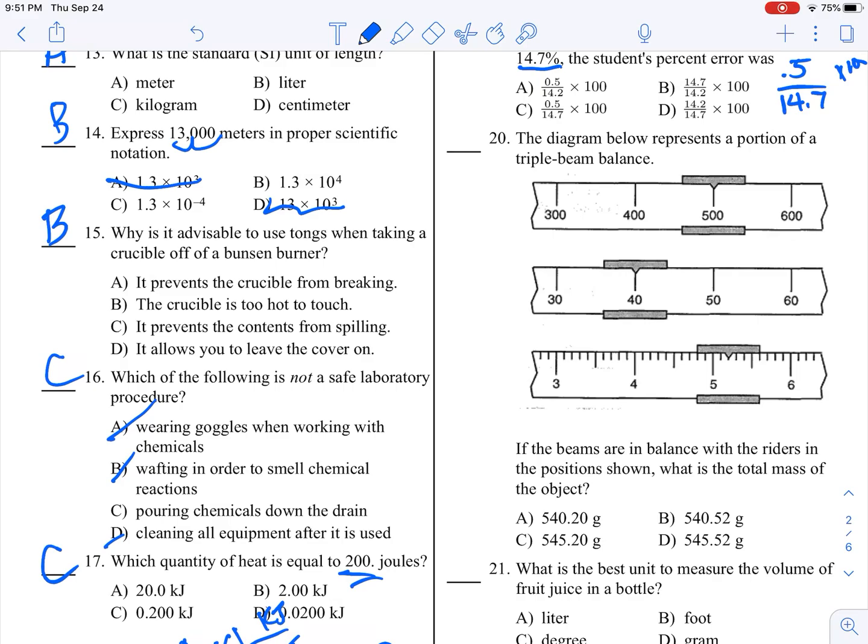545. I know that right off the top. So it looks like these are going by 0.1s. So 5.2, but you got to go one beyond, so it's choice C.